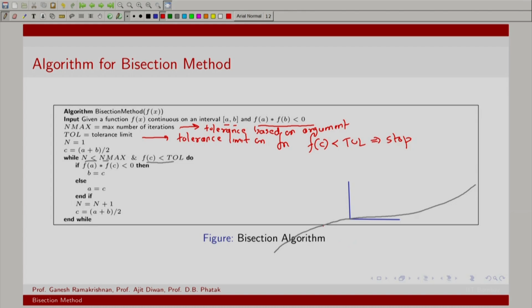So imagine that A and B were the original probe points. We look at the midpoint, and let us say our midpoint was somewhere here, C was here. You then check if Fa into Fc is negative, that is, Fa and Fc have opposite signs. If yes, then you know that a new search space can be here. So this becomes your new search space. And how do you do that? You do that by pushing B to C. That is what we have done here.